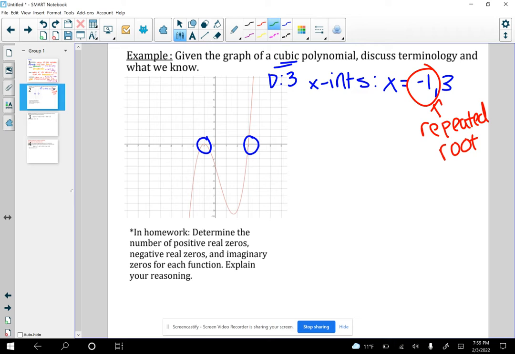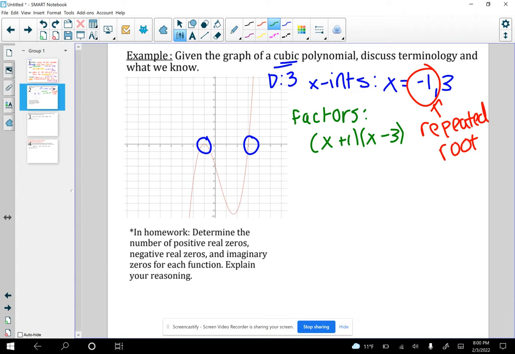Okay, that's one thing I can tell from my graph. Since -1 and 3 are x-intercepts, I know those would come from factors of x plus 1 and x minus 3. So those are going to be somewhere within my polynomial. Again, picture those set equal to 0.